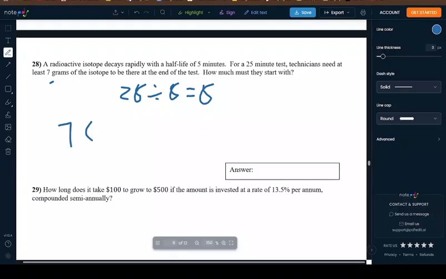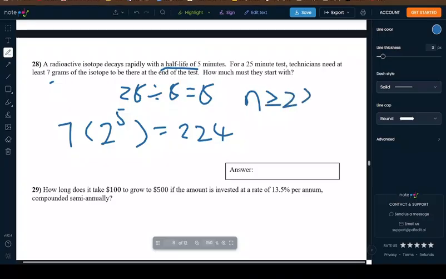7 times that. Oh, this is a half-life. So to find the amount to start with, you can halve it 5 times and it will still equal 7 grams. So this is how much you should start with. Working backwards, times 7, that's giving you 224. So let n be the number they should start with: at least 224 grams.